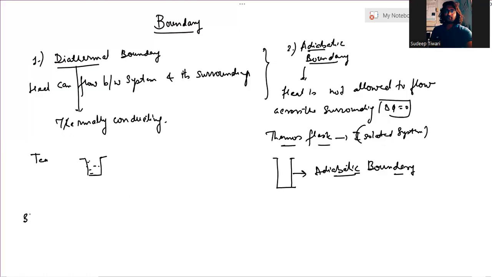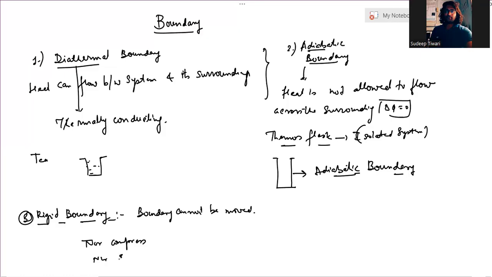Then we have something called a rigid boundary. If a boundary is such that it cannot be moved, it means you cannot compress the system, nor can you expand the system. So the boundary is rigid. Such boundaries are called rigid boundaries. These are in general ideal cases. These are idealized. They cannot be achieved in practice.